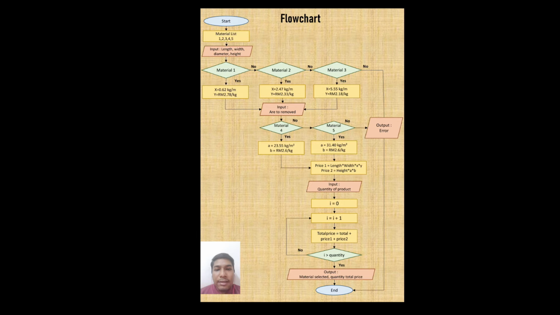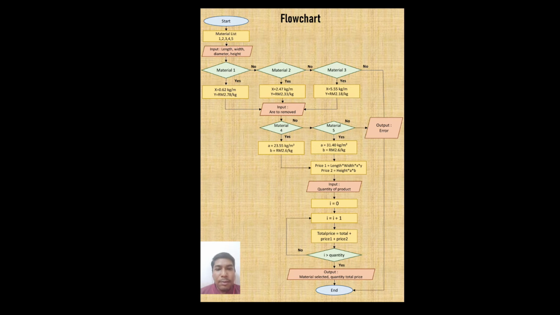the weight is X equal to 0.62 kilogram per meter, and the price is Y equal to 2 ringgit and 78 cents per kilogram. If we choose material 2, X equal to 2.747 kilogram per meter, and price Y equal to 2 ringgit and 33 cents per kilogram. If we choose material 3, X equal to 5.55 kilogram per meter, and the price is Y equal to 2 ringgit and 18 cents per kilogram.